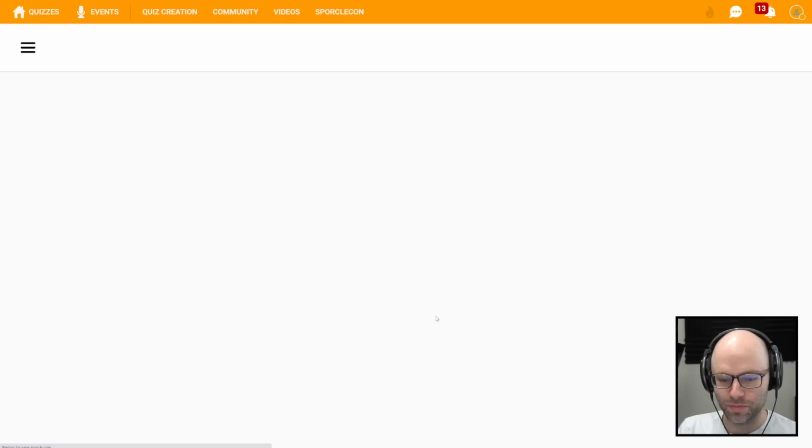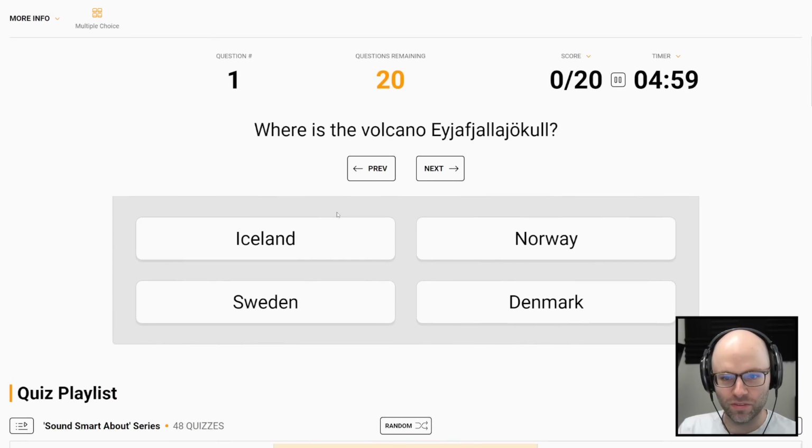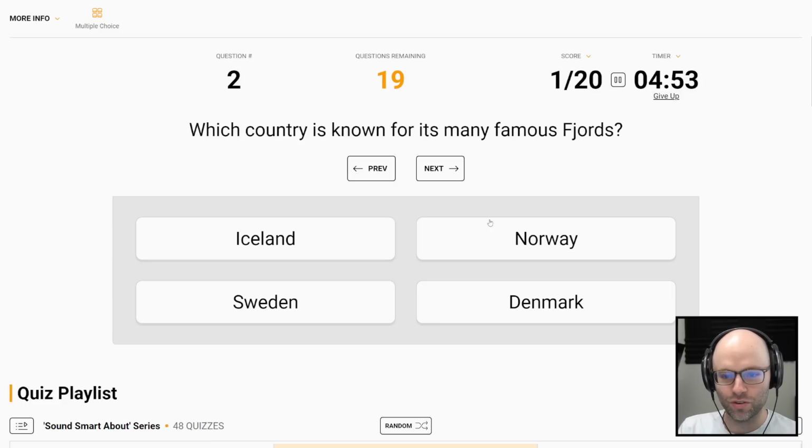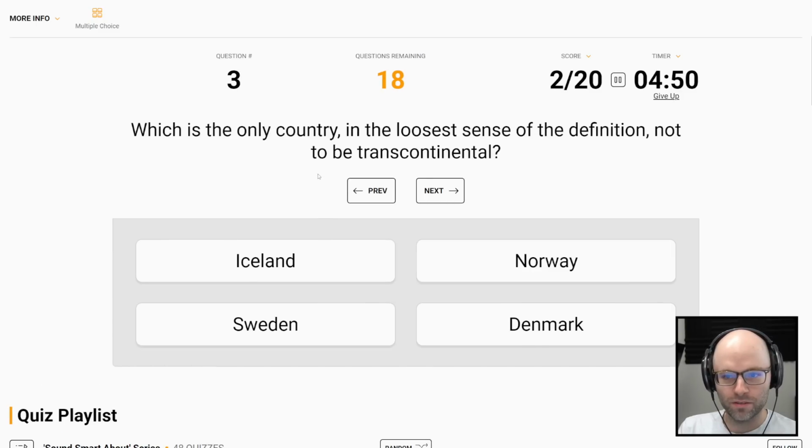Oh, here we go. Sounds smart about Scandinavia. Where's the volcano Eyjafjallajökull? That's in Iceland. Which country is known for fjords? Norway. It was the only country in the loosest sense of the definition not to be transcontinental.